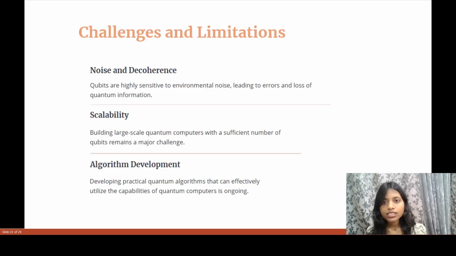Now we will discuss challenges and limitations. Noise and decoherence. Qubits are extremely sensitive to their environment, which can cause errors in calculations. Scalability. Building large stable quantum computers with thousands of qubits is still a massive challenge. Algorithm development. While classical computing has thousands of algorithms, quantum computing still lacks a large collection of practical algorithms.